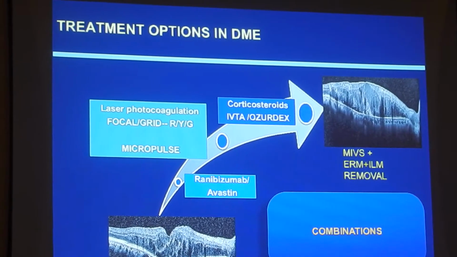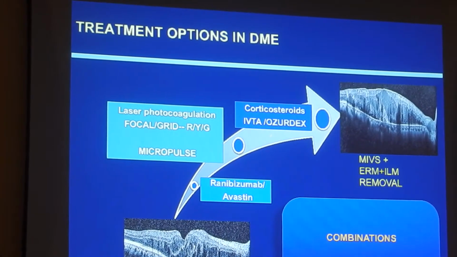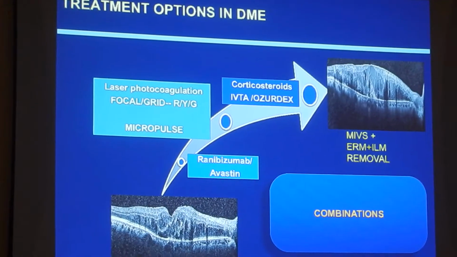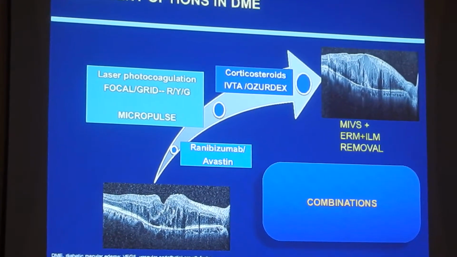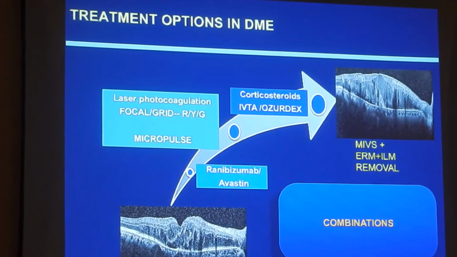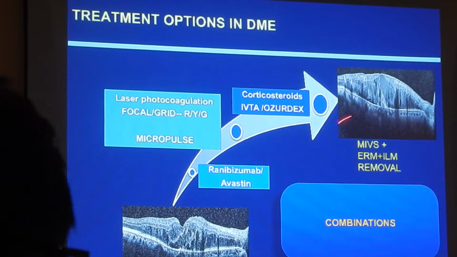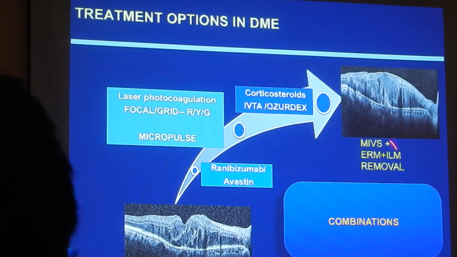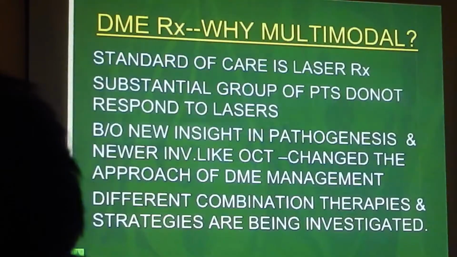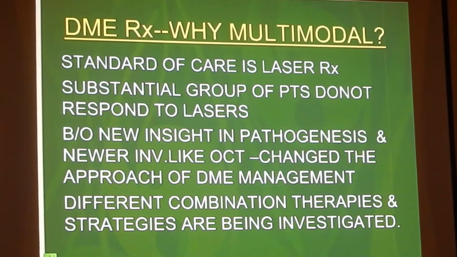form of ranibizumab, Avastin, or steroids like Ozurdex or IVTA, or you can do mix and matches or combined therapy, laser plus anti-VEGF, laser plus steroids, and it doesn't work. Despite doing this in sessions, 1 session, 2 session, 3 session of 2 months, 3 months duration, till the disease progresses and there is an epiretinal membrane, then obviously you have to see that the patient can benefit by doing the vitrectomy.